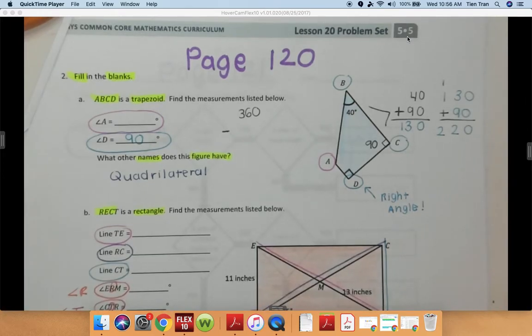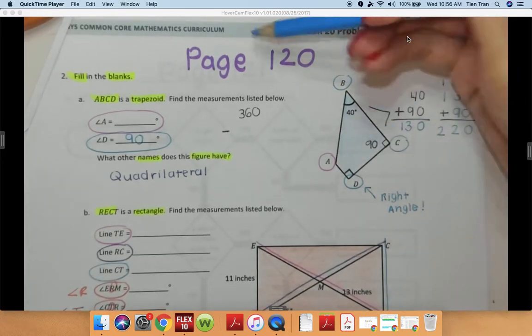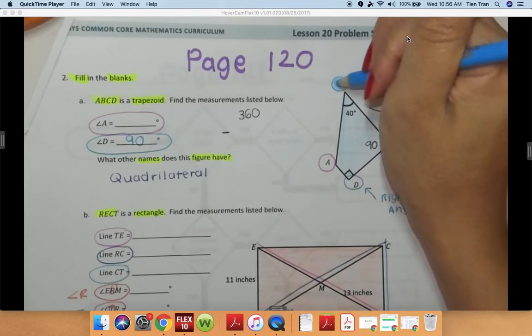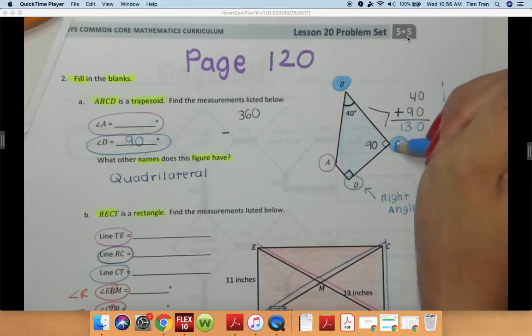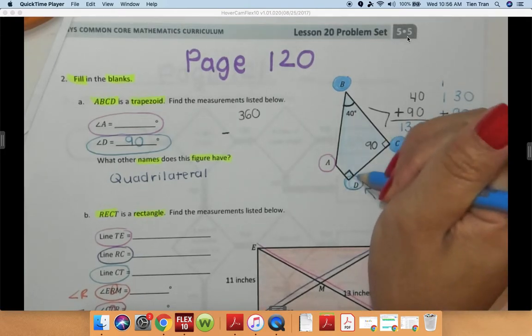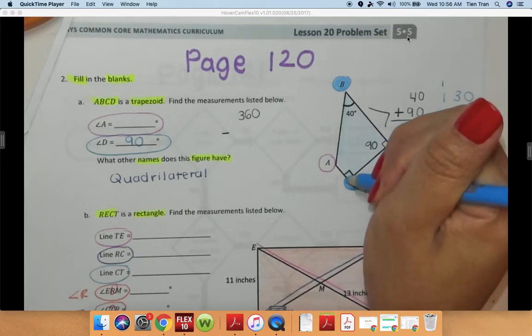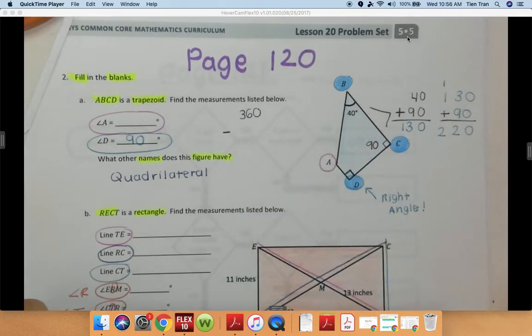So that's for B, C, and D is equal to 220. So I'm going to color it in for you so you guys can kind of see. Angle B, angle C, and angle D is equal to 220 degrees.